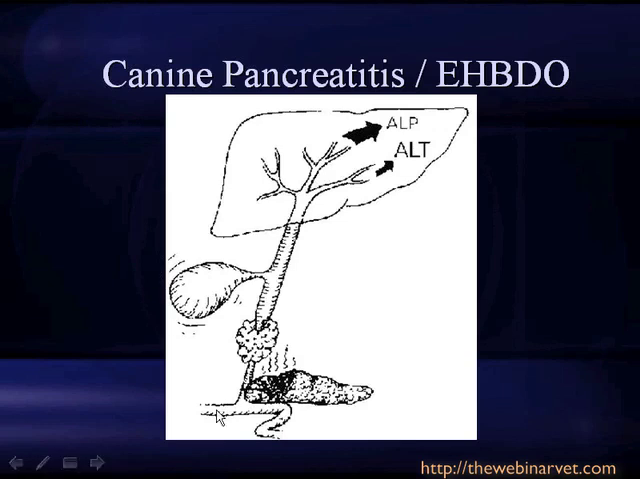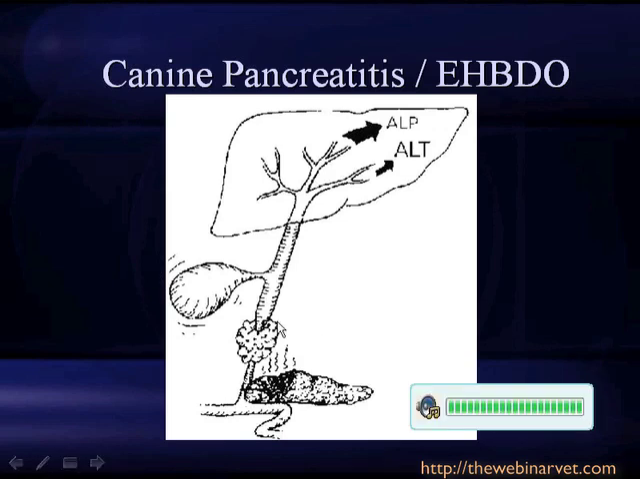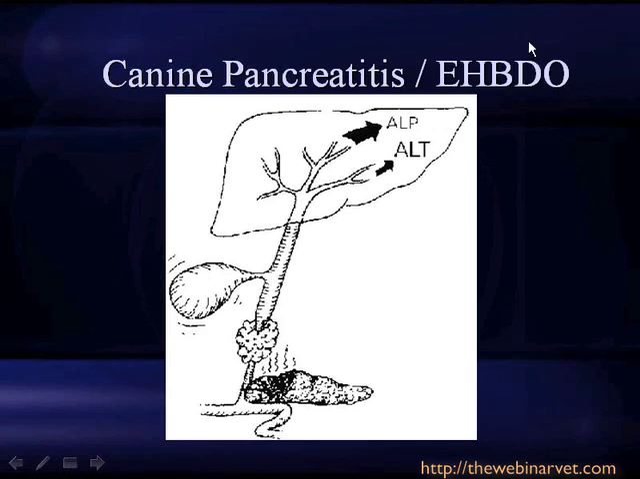This is really just an illustration of the kind of things that can cause extrahepatic bile duct obstruction. It could be pancreatitis, it could be a pancreatic tumor, it could be another tumor of the biliary system, that all have the same effect, damming bile back, and so we see a big release of alkaline phosphatase and a secondary release of ALT.